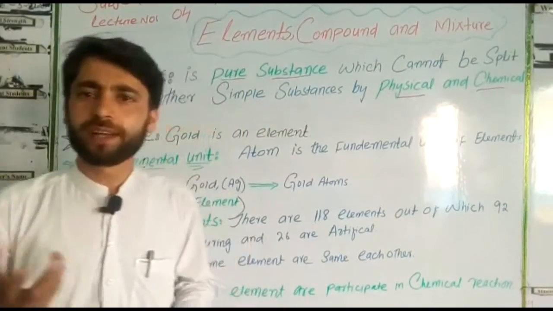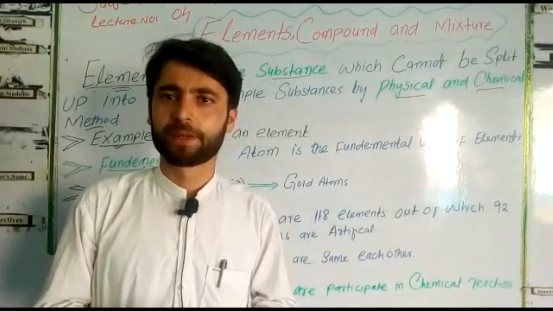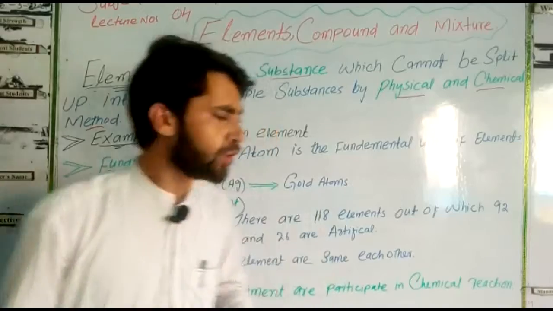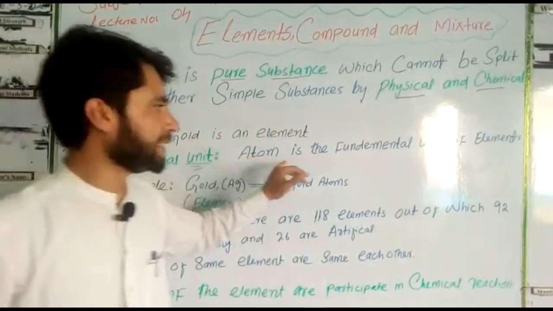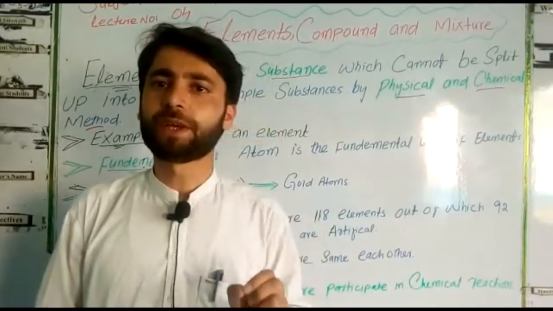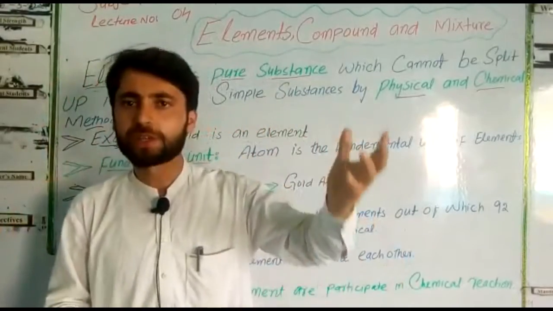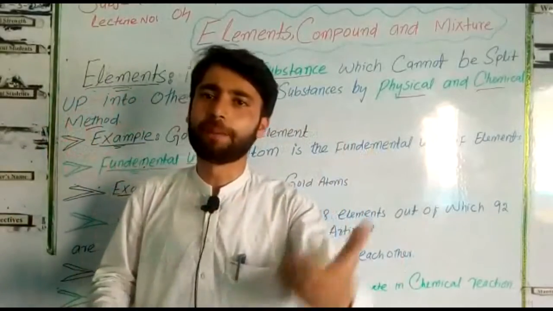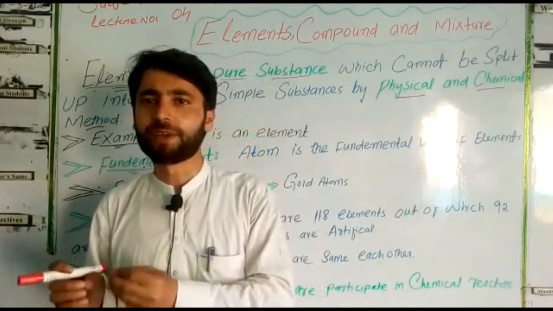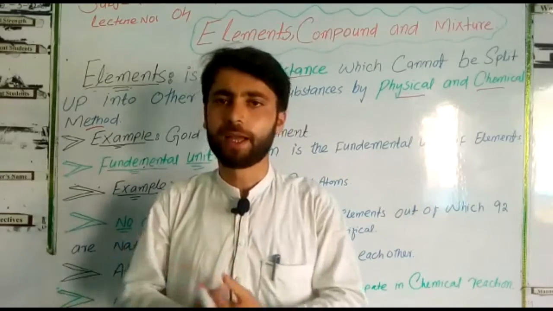Another question which arises in our mind is, what is the fundamental unit of an element? Meaning, what is an element composed of? So the fundamental unit of any element is the atom. Every element has its specific atoms. Millions, trillions and hundreds of atoms combine with each other and form an element. So we can say that an element consists of atoms. Atoms combine with each other and form an element.